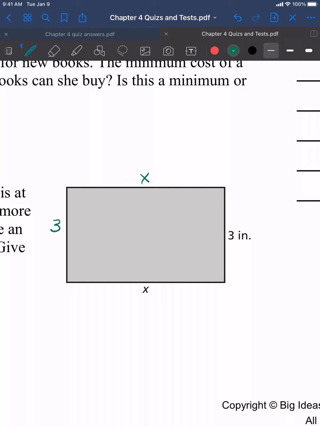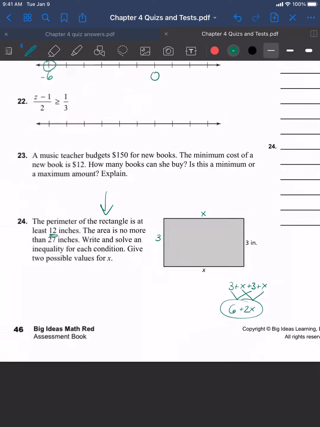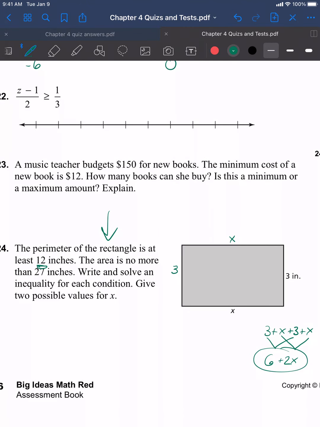If this side is x, what must this side be? X. Wouldn't I take 3 plus x plus 3 plus x to find the perimeter? So you're saying 3 plus 3 is 6, x plus x is 2x. Would this be the formula to find the perimeter? Yes. Okay, now let's go back and read the question. That perimeter is at least 12. So could it be greater than 12? Yes. Okay, so the perimeter, 6 plus 2x, could be greater than or equal to 12.